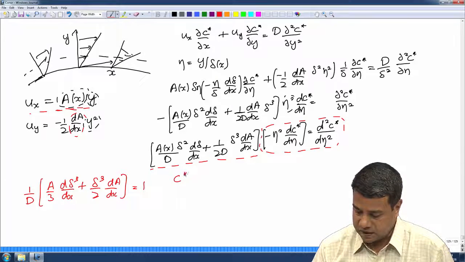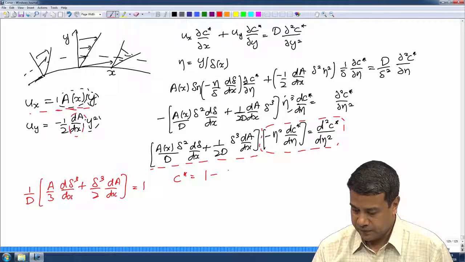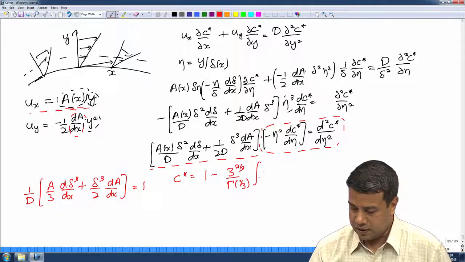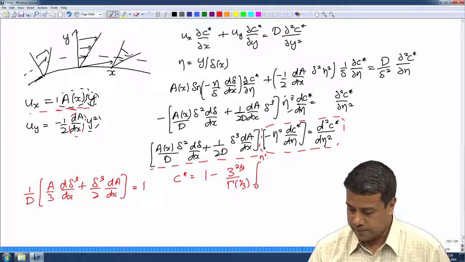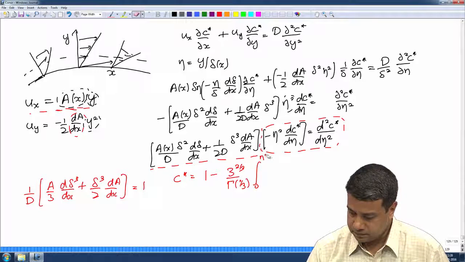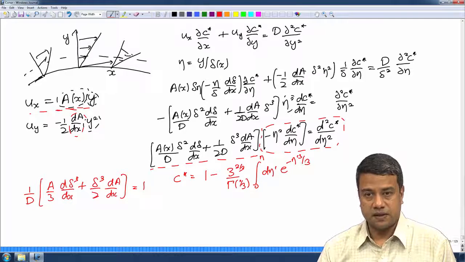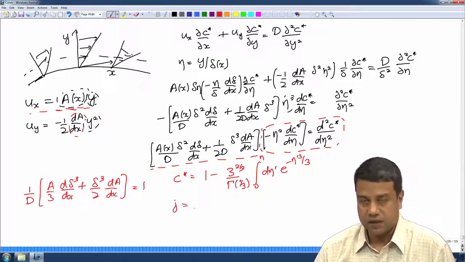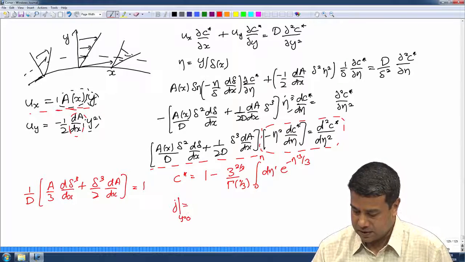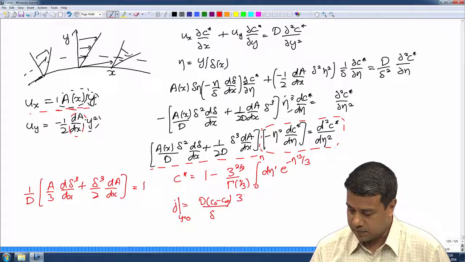The solution for c star is exactly the same, 1 minus 3 power 2 by 3 by gamma of 1/3, integral 0 to eta prime, that remains exactly the same. The flux equation at the surface y is equal to 0 is exactly the same, D into c naught minus c infinity, divided by delta, into 3 power 2 by 3 by gamma of 1/3.